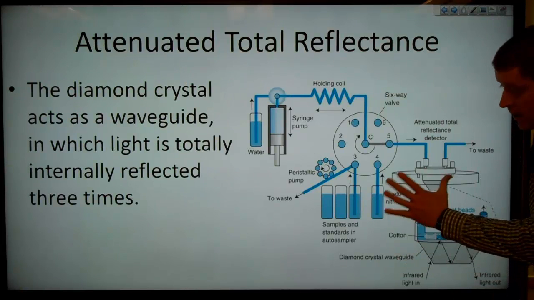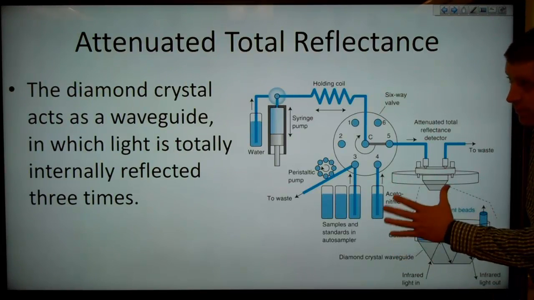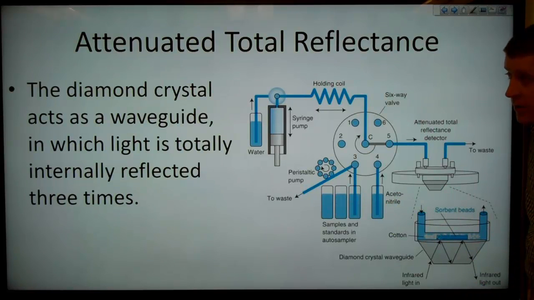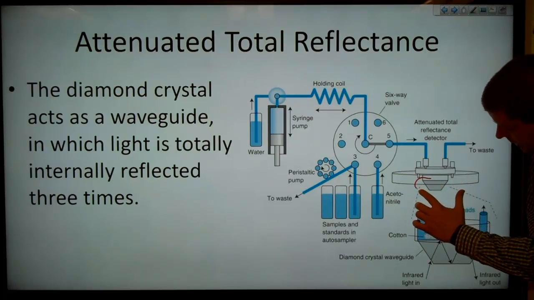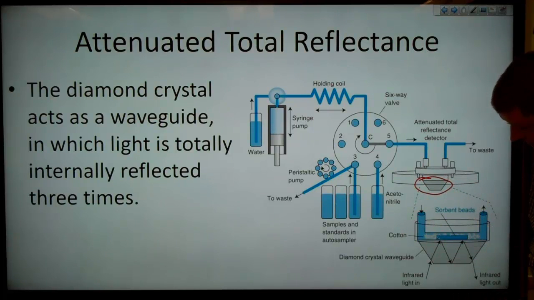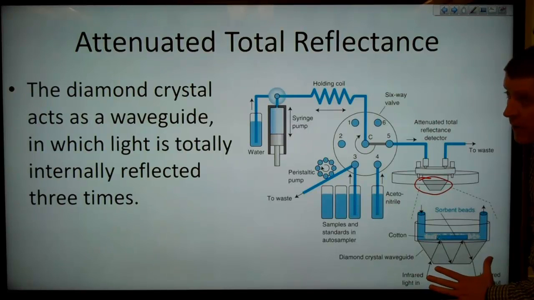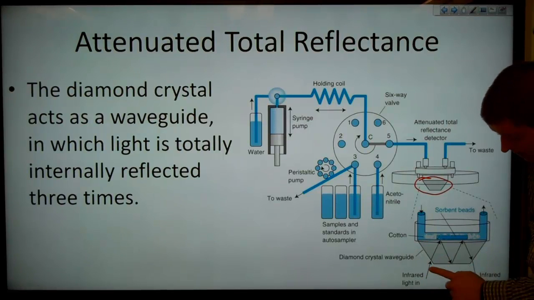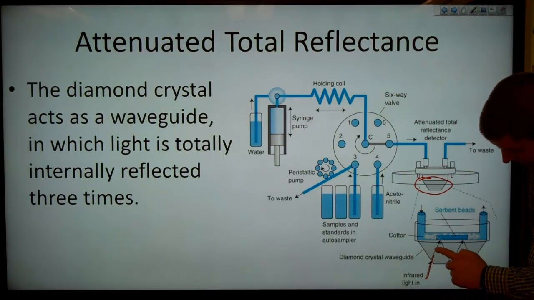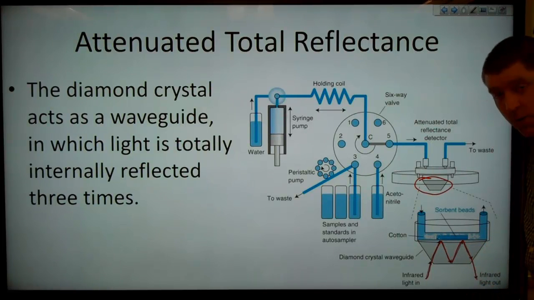So we're looking at how much the light is being decreased by some chemicals on that cladding. So over here we've got a schematic for an attenuated total reflectance spectrometer. And we've got our diamond crystal that's sitting here. And again, we see it blown up down there. Our diamond crystal is acting like a waveguide, so we've got our infrared light coming in, being totally internally reflected a few times, and going out to our detector.